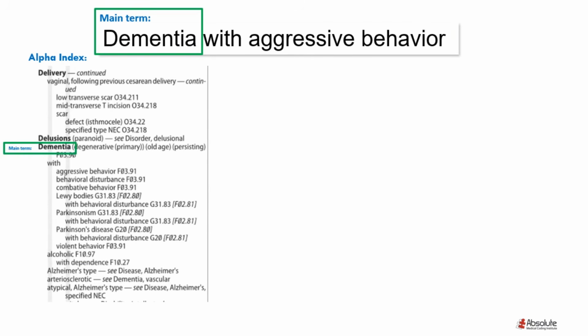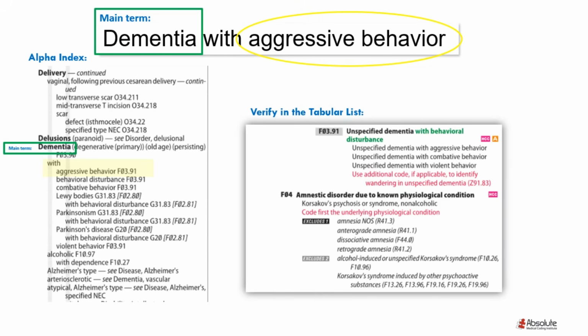Dementia with aggressive behavior. It takes us to code F03.91. Let's go ahead and verify in the tabular list. F03.91, unspecified dementia with behavioral disturbance. It says aggressive behavior, so let's look under our supplemental terms. We have unspecified dementia with aggressive behavior. This is indeed our code.